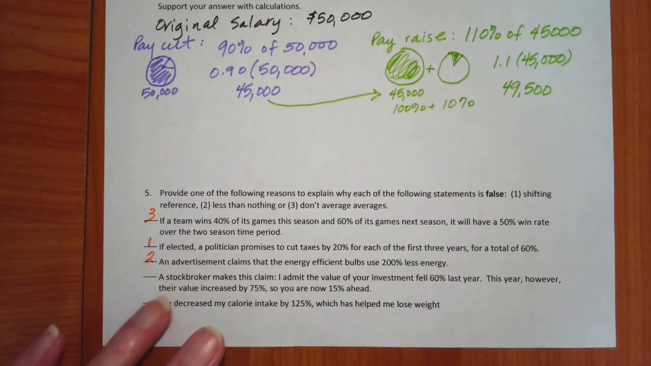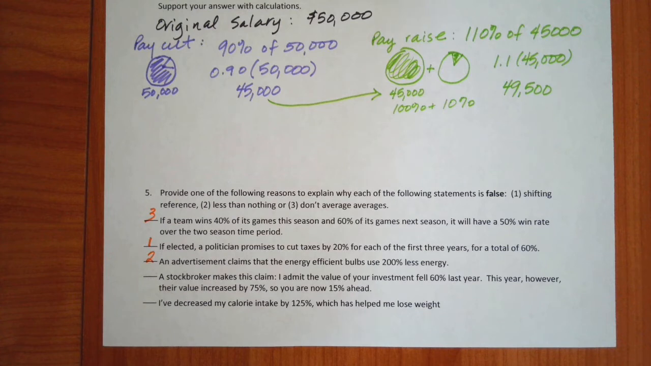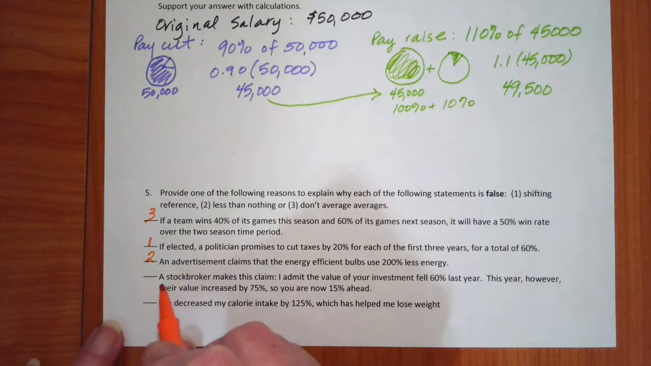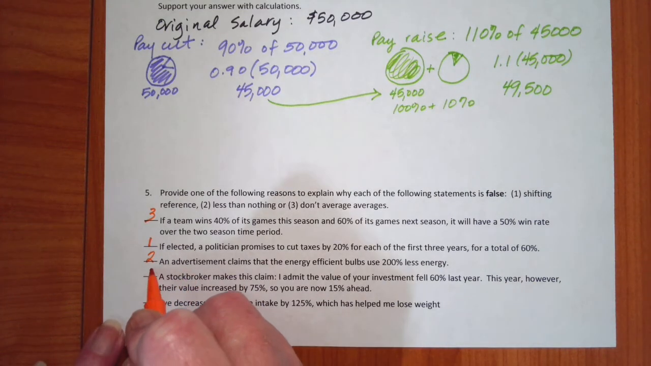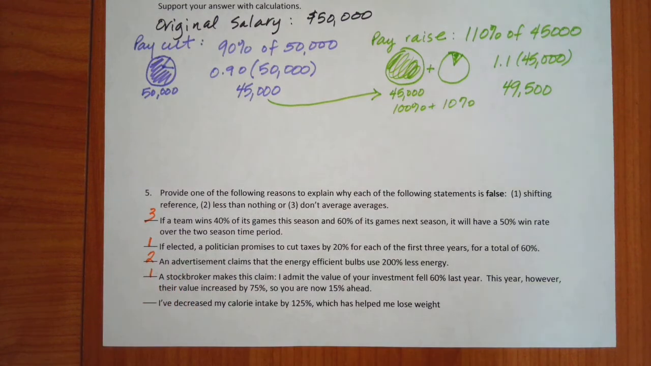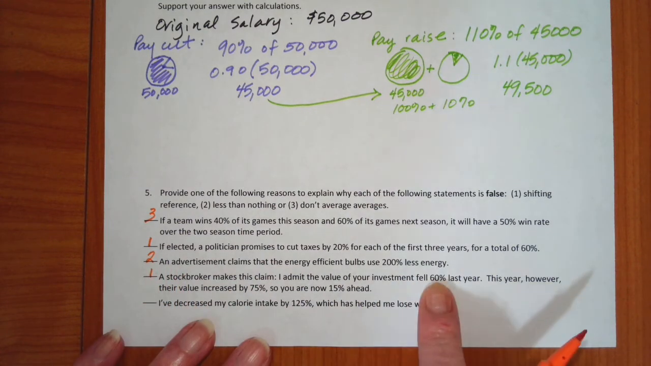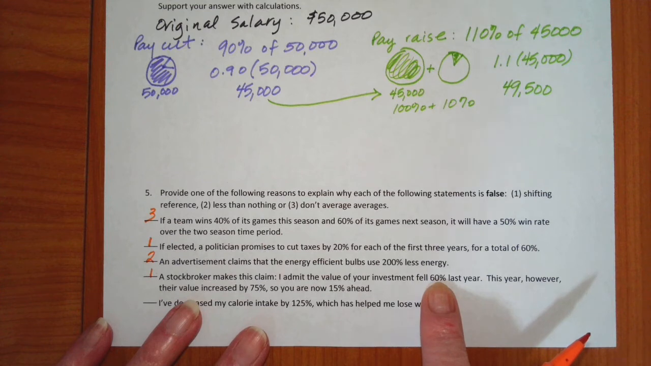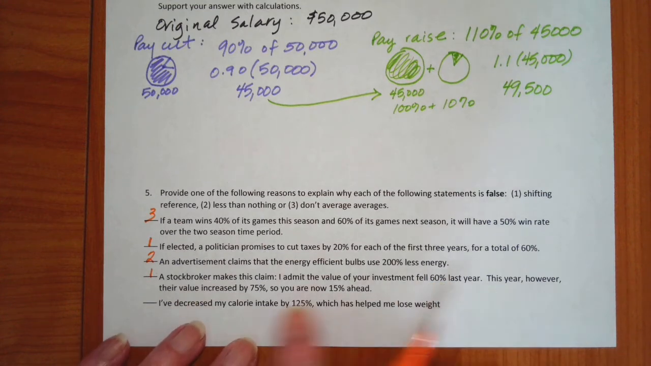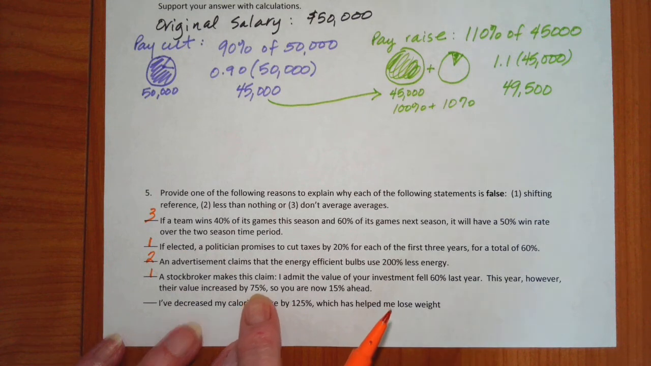And this one is really, really common. A stockbroker makes the claim, I admit the value of your investments fell 60% last year. This year, however, their value increased by 75%, so you are now 15% ahead. This, again, is a shifting reference value. They're calculating the 60% off of what you started with. That changes the reference value to the lower amount, and you're calculating the 75% on that.